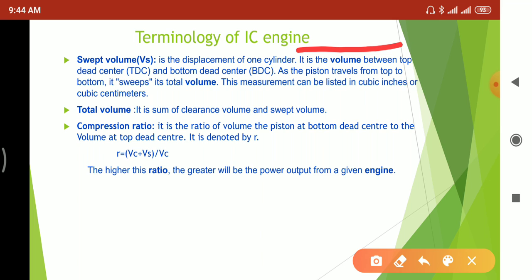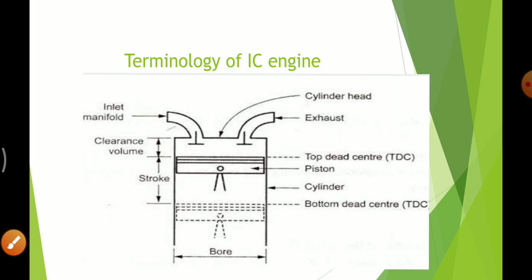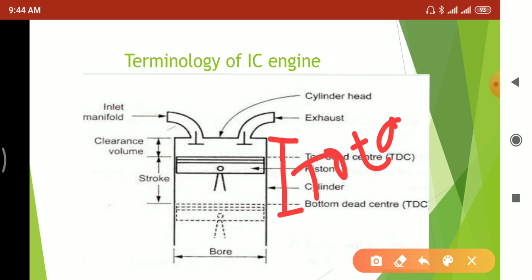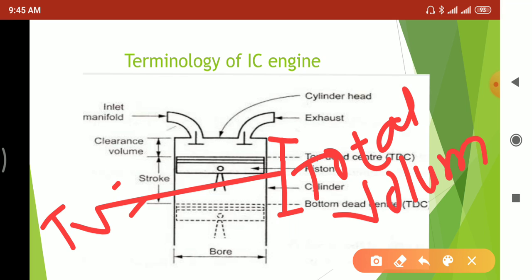Next, total volume. Total volume is nothing but the sum of clearance volume and swept volume. It means from the top of the cylinder to BDC, you can say. This is nothing but the total volume. Or we can write total volume equals Vc plus Vs. It is the sum of clearance volume and swept volume, and that is called total volume.